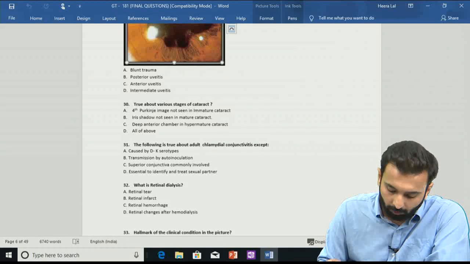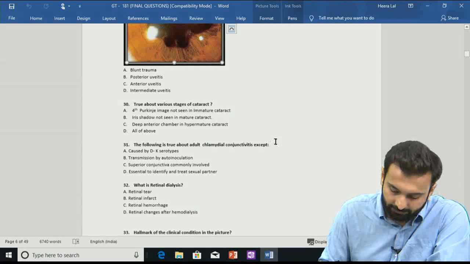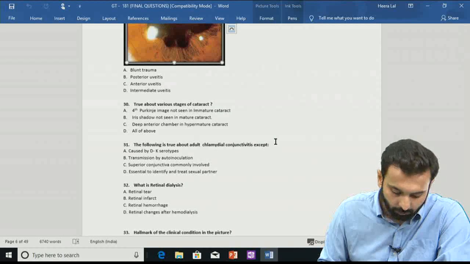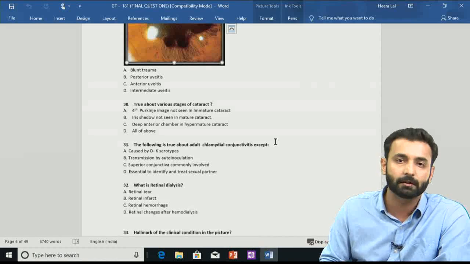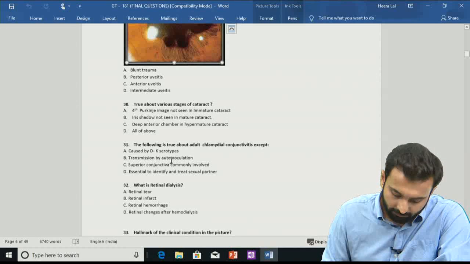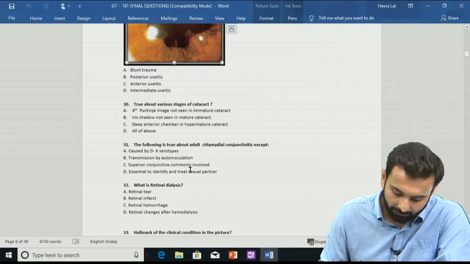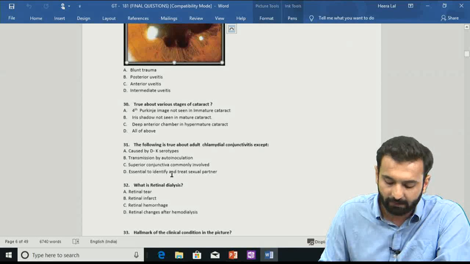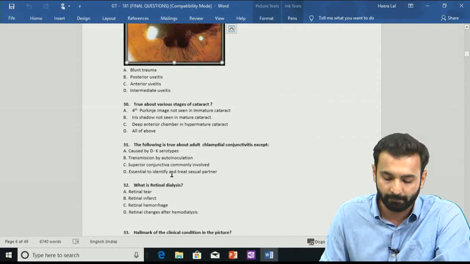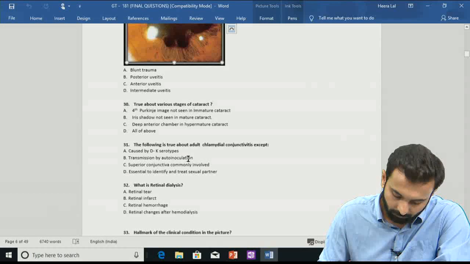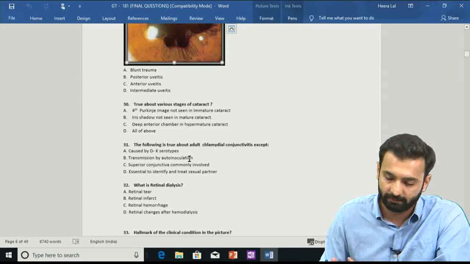The following is true about adult chlamydial conjunctivitis except: option A, it is caused by D to K serotypes. Yes, this is a true statement. Option B, transmission by autoinoculation. Yes, this is also true. Option C, superior conjunctiva is commonly involved. This is false. And option D, essential to identify and treat sexual partner. This is also a true statement. So the correct option for question number 31 is C. Superior conjunctiva commonly involved is a false statement.